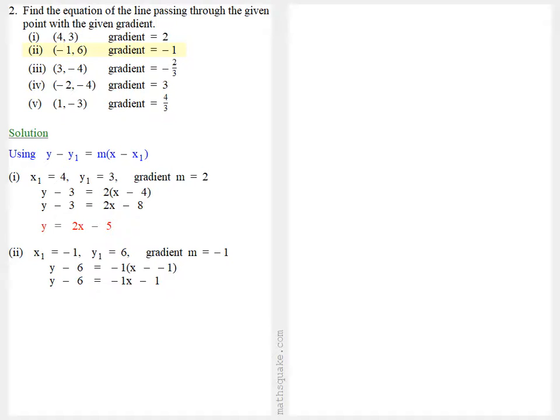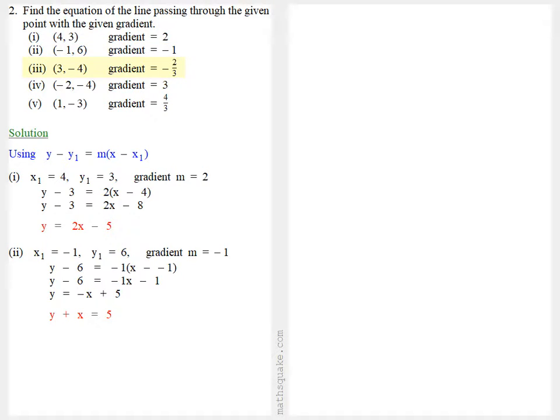That simplifies to y minus 6 equals -1 into x plus 1. If we add 6 to both sides, that gives us y equals -x plus 5, or we can write that y plus x equals 5.